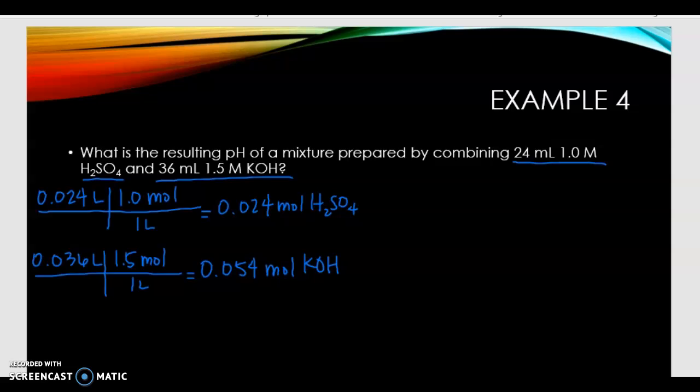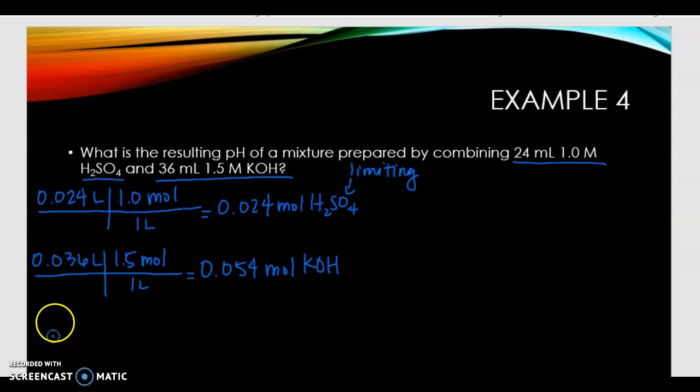Now looking at it, you would want to say that H2SO4 is the limiting reactant because that number is smaller, but you have to remember that H2SO4 is diprotic. So for whatever we have in KOH, we have to have twice as many moles of H2SO4 to be able to see which one is limiting. So if we multiply 0.024 times 2, that gives us 0.048 moles, which is still less than 0.054 moles of KOH. So H2SO4 is going to be our limiting reactant in this situation, and we're going to have some leftover KOH.